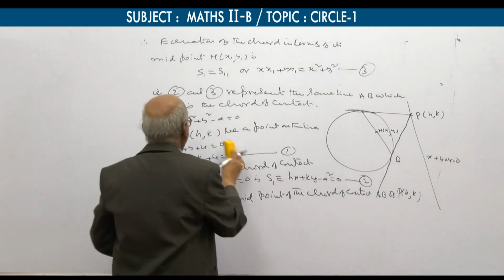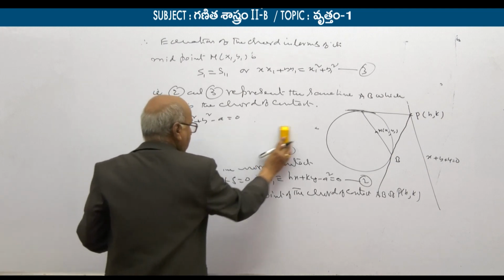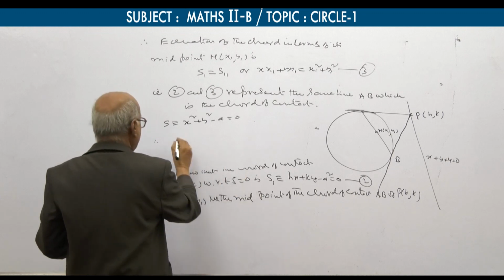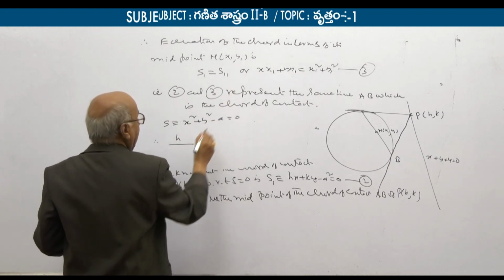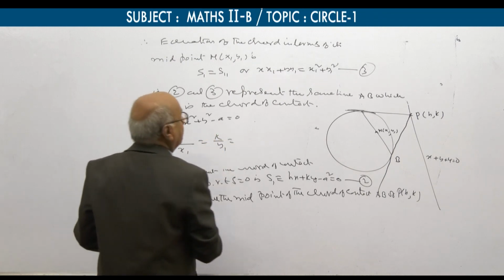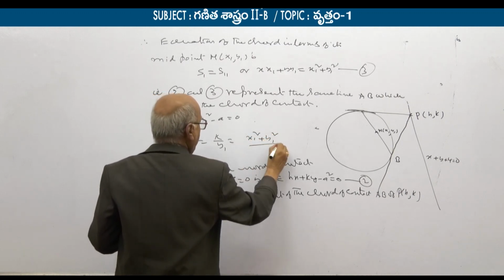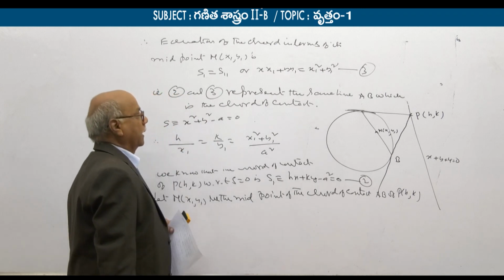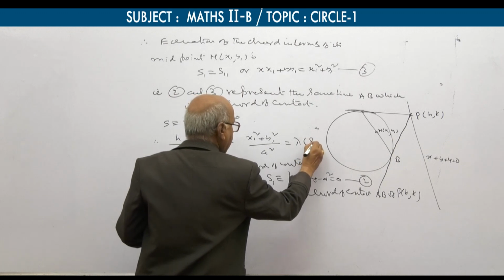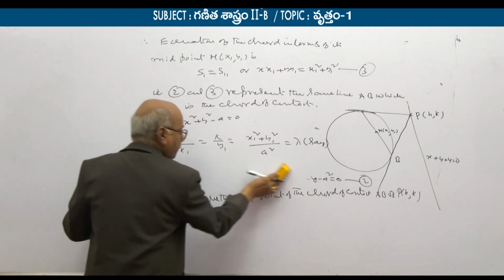Therefore, the corresponding coefficients are proportional. So H by x1 is equal to K by y1 is equal to (x1 square plus y1 square) by a square. Suppose each is equal to lambda, say.